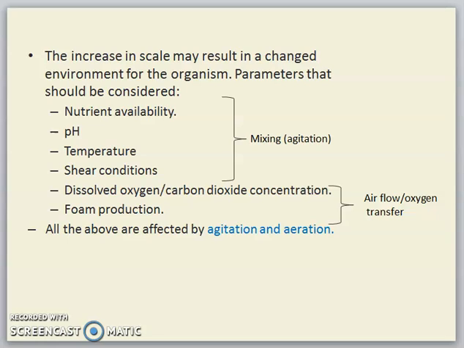And all the above are affected by agitation and aeration, because we know that the nutrient, the pH, the temperature, and the shear conditions are based on the mixing, the agitation, the dissolved oxygen, the carbon dioxide concentrations in the fermentation, and also the foaming produced is because of the flow of the air or oxygen in the fermentation.